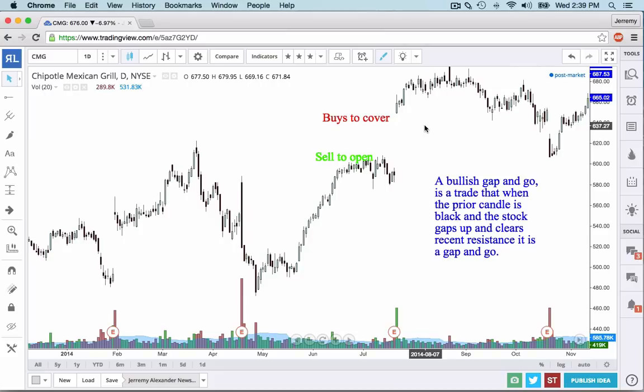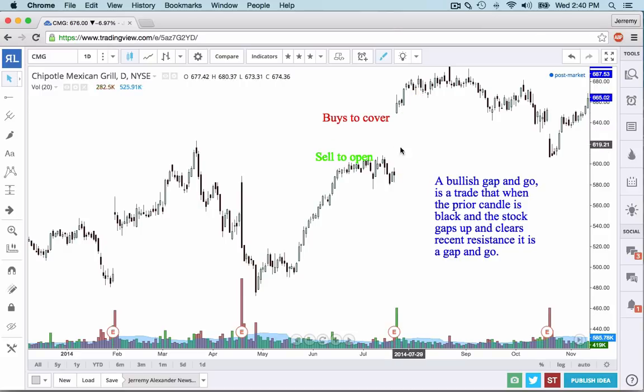And the answer is yes. It creates buying pressure. If there's a bunch of short traders who are buying a position, it's going to create buying pressure. Now, not only are short traders buying to cover, but also people who see the stock gapping up and they're like, "Wee, Chipotle is going to the moon, I'm going to buy." They also begin to buy.